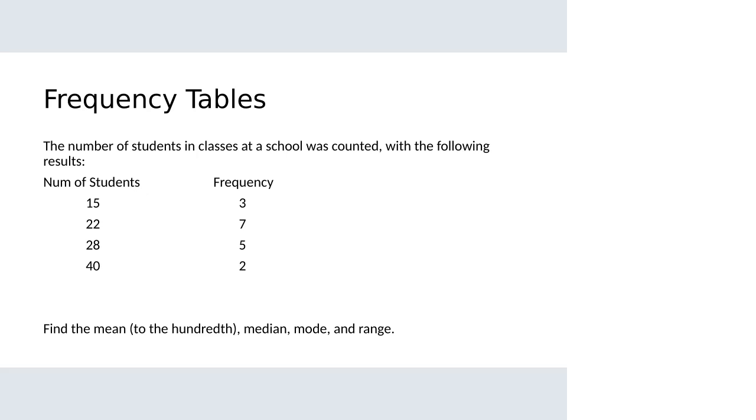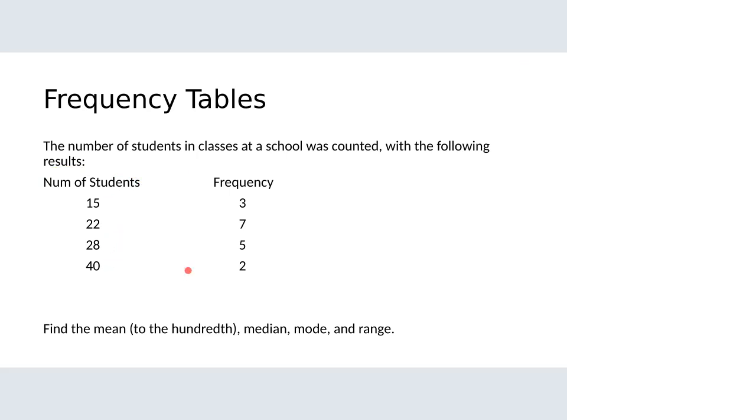The number of students in classes at a school was counted with the following results. So imagine an assistant principal walking up and down the hallway of a school going, how many students are in this room? 15. How many students are in this room? 22. How many students are in this room? And so here's the data that they found out. First thing I want to do is make sure this frequency table makes sense. Over here on the left, we've got our data points, the number of students in classrooms. There were some classrooms with 15, some with 22, some with 28, some with 40.